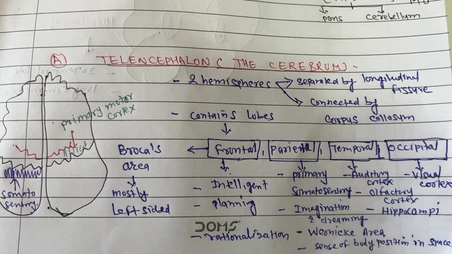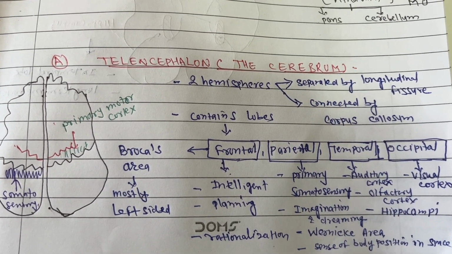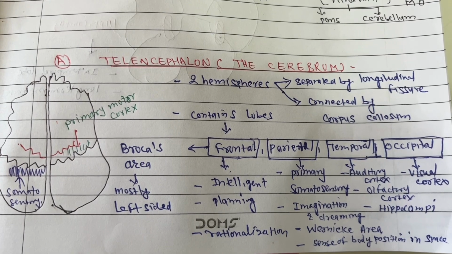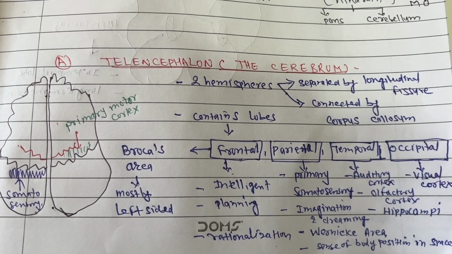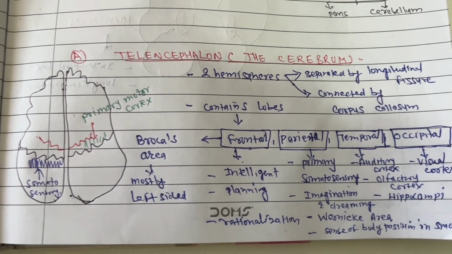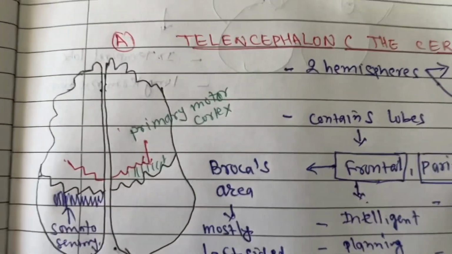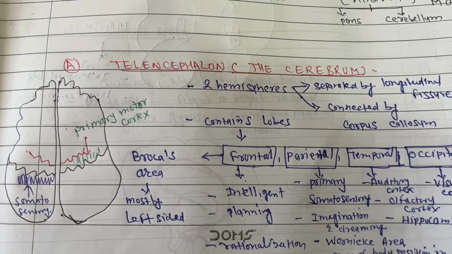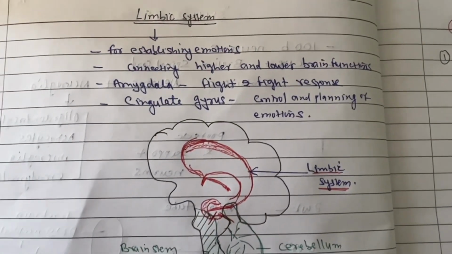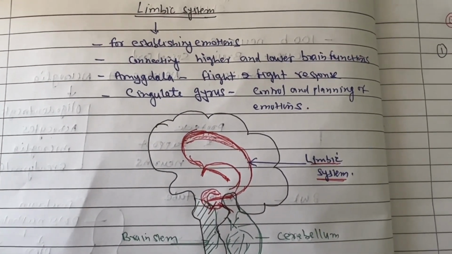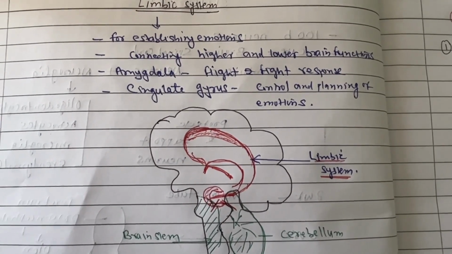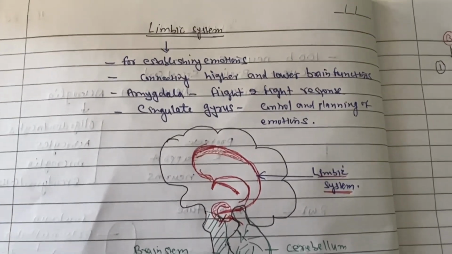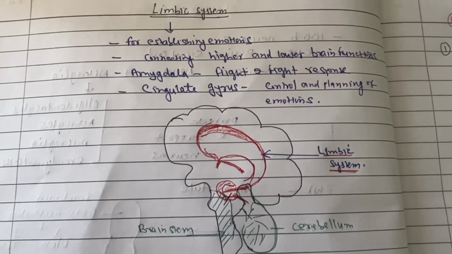So the telencephalon has the majority of the brain and is divided into four lobes: frontal lobe, parietal lobe, temporal lobe, and occipital lobe. These functions are specific. Now let's talk about the limbic system, which is also a part of the forebrain.